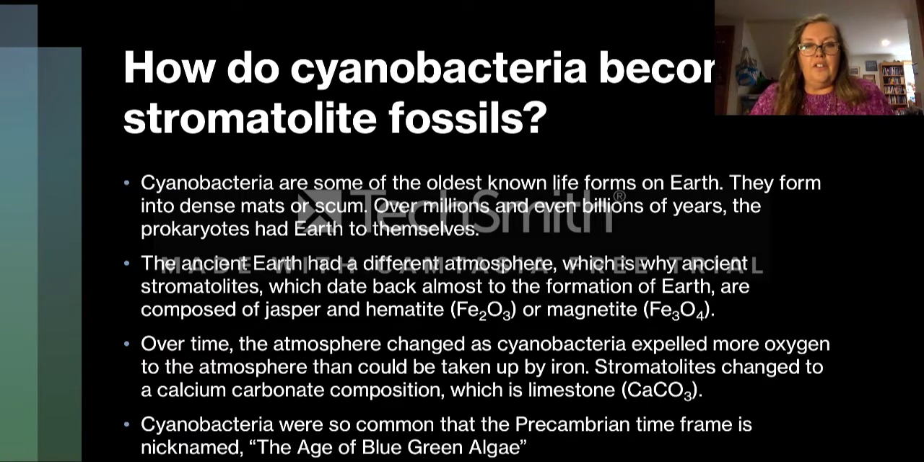The ancient Earth, when you go back pre-humans, pre-mammals, had a very different atmosphere than it does today. And so that's why these ancient stromatolite fossils, these ancient cyanobacteria, which date back almost to the formation of Earth itself, are composed of jasper and hematite, or magnetite. So there was more iron there, and they took in iron instead of limestone. And so over time, as that atmosphere changed, and as cyanobacteria expelled more oxygen into the atmosphere than could be taken up by iron, they changed to a calcium carbonate composition, and that's limestone. So the really ancient stromatolites are in jasper and hematite, versus the more modern stromatolites, which are algae growth and limestone.